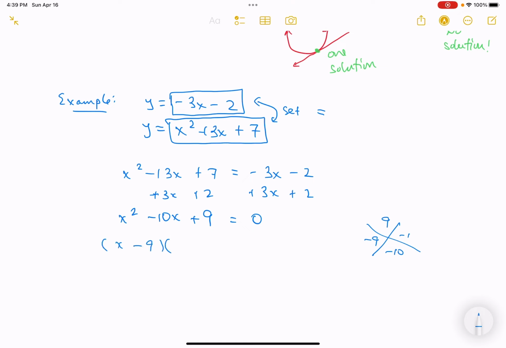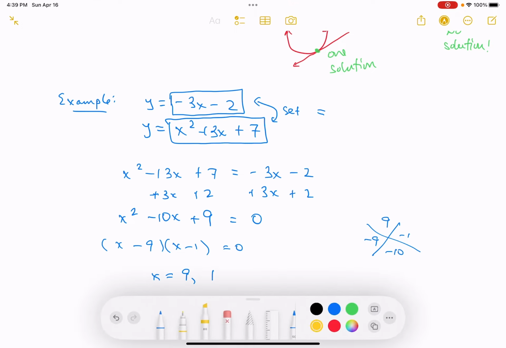So your factors, x minus 9, x minus 1 equals 0. So we get two solutions here. X is positive 9 and positive 1. So the key here, again, is that we're setting the two equations equal to each other. They both have y by themselves. So we're taking thing 1 and setting it equal to thing 2. And that's how I get a quadratic equation with just x's that I can solve.